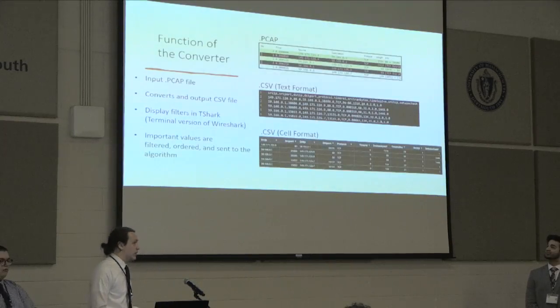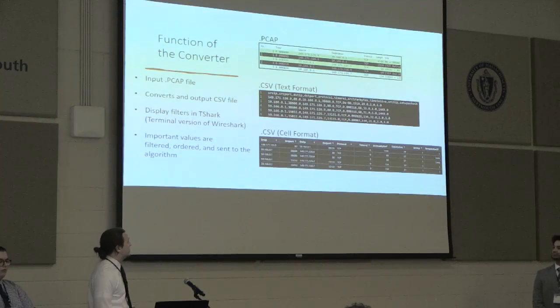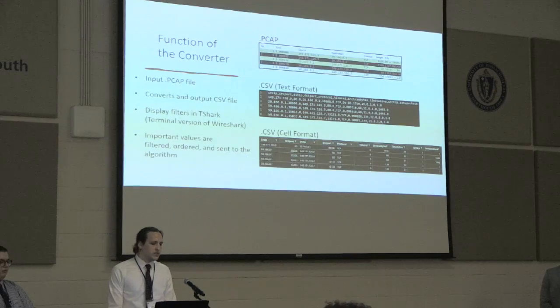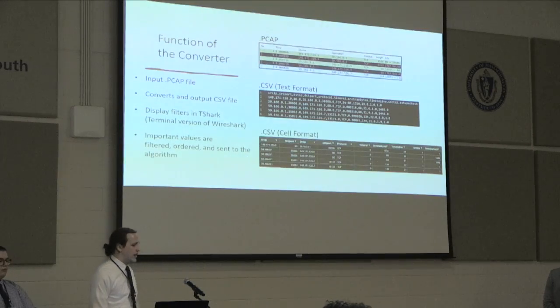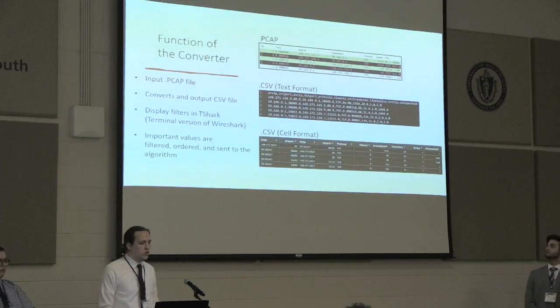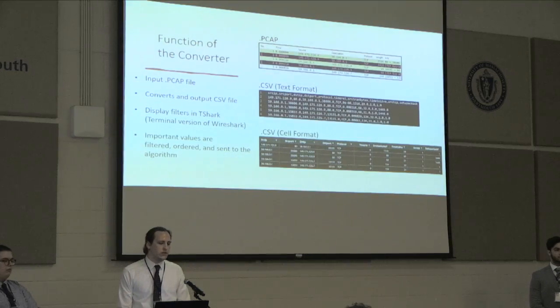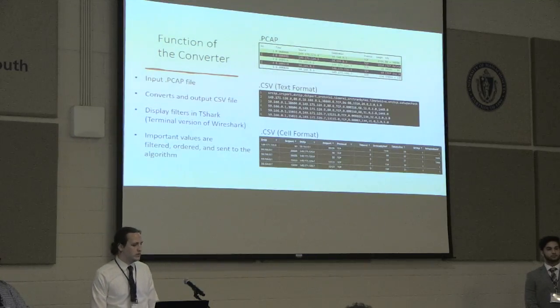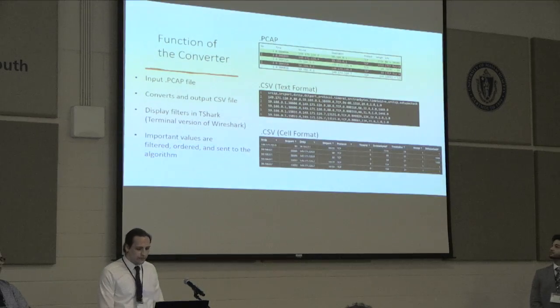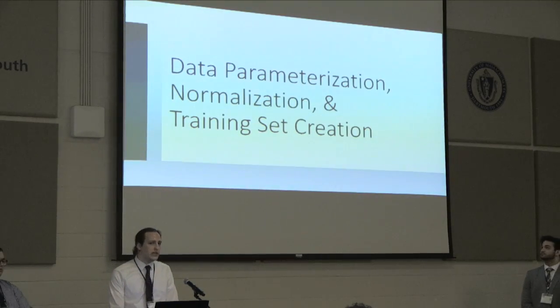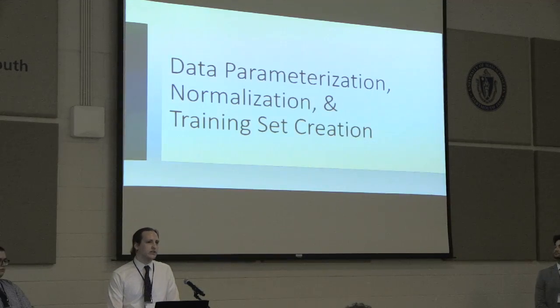The function of the converter. On the right, we have a PCAP file, a CSV displayed in text format, and a CSV displayed in cell format. The converter inputs a PCAP file, converts it, and outputs the CSV text format. We use display filters in TShark, which is a terminal-oriented version of Wireshark, to filter through these important values and send them to the algorithm. Next, I'd like to hand things back over to Tristan so he can discuss the data parameterization, normalization, and training set creation.